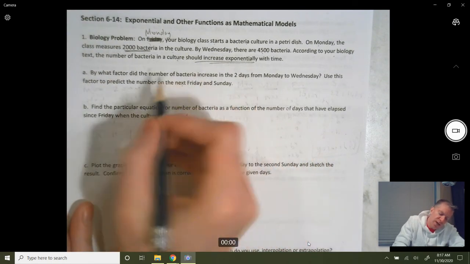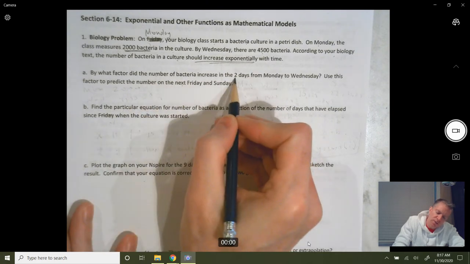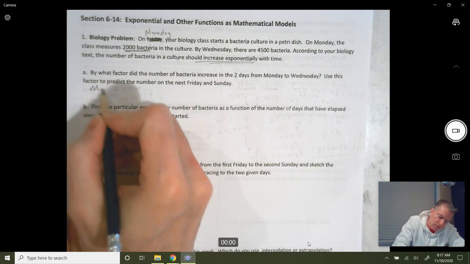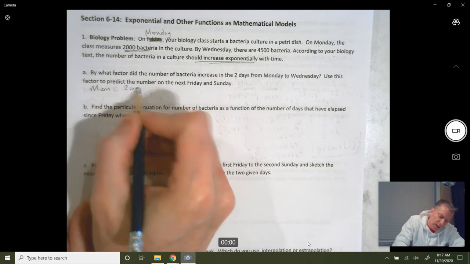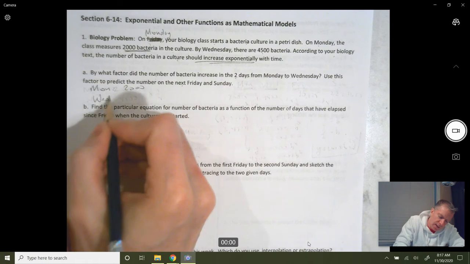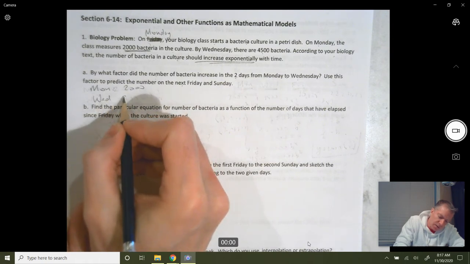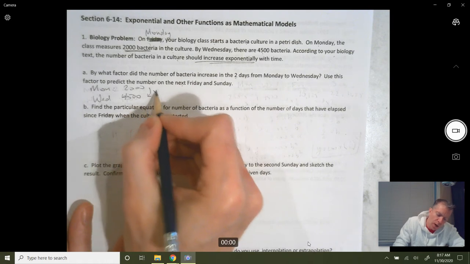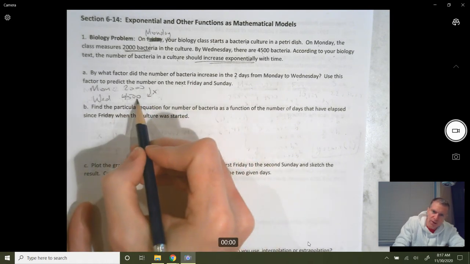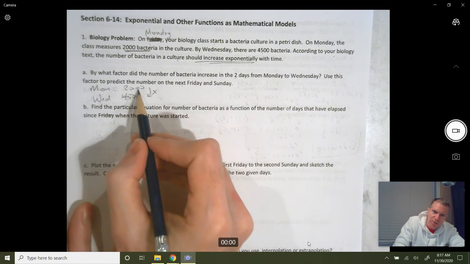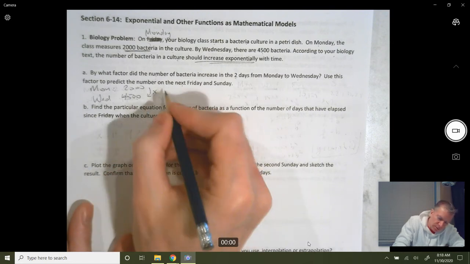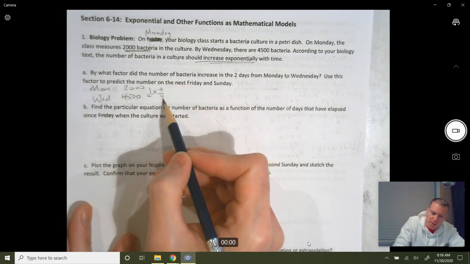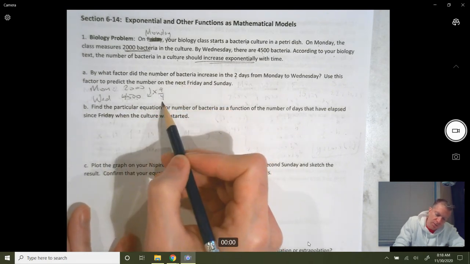By what factor did the number of bacteria increase in the 2 days from Monday to Wednesday? So on Monday you had 2,000, and on Wednesday you had 4,500. So what did we multiply times what? To find that, you do 4,500 divided by 2,000, which is going to be 9/4. So that's a little more than 2. 8/4 would be doubling. So it's a little more than doubles every 2 days.